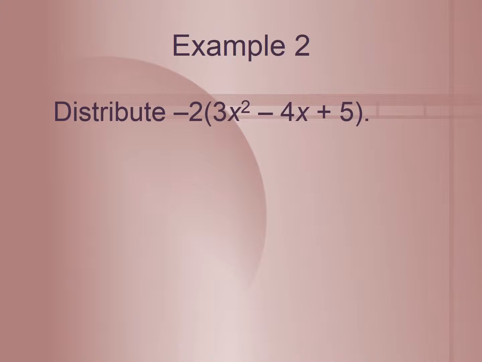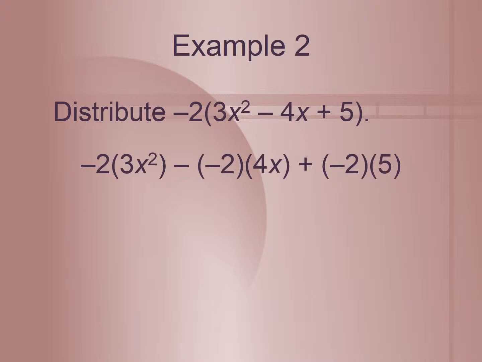Let's look at another example. This one, we have negative 2 that we want to distribute. And when we distribute the negative 2, we're going to multiply every term by negative 2. So we're going to multiply 3x squared by negative 2. We're going to multiply 4x by negative 2. But notice how this was minus 4x. I still have my minus right here. And then we're going to multiply 5 by negative 2.